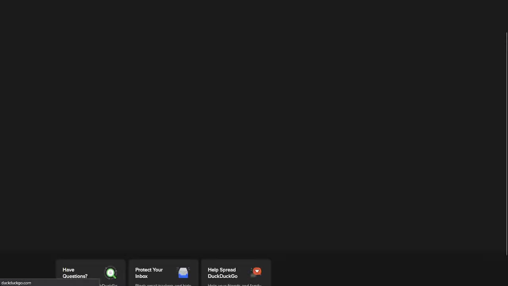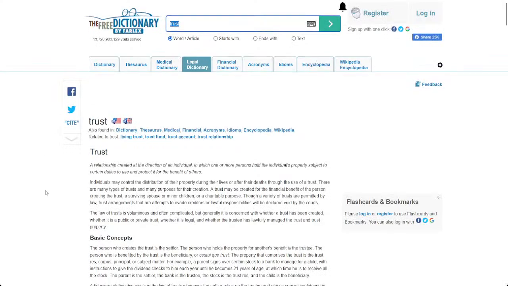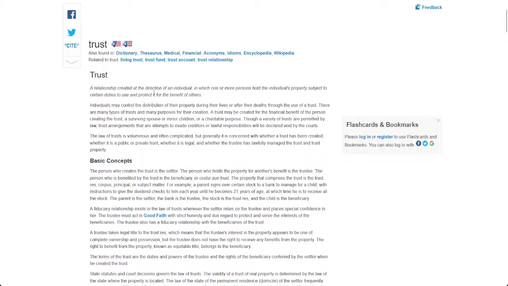Let's go back one more time, because we need to know what this is. So legal definition, legal dictionary: a trust relationship is a relationship created at the direction of an individual. A trust may be created for the financial benefit of the person. Trust property includes the control and distribution of the property in their lives and then after their deaths. And the use of a trust.